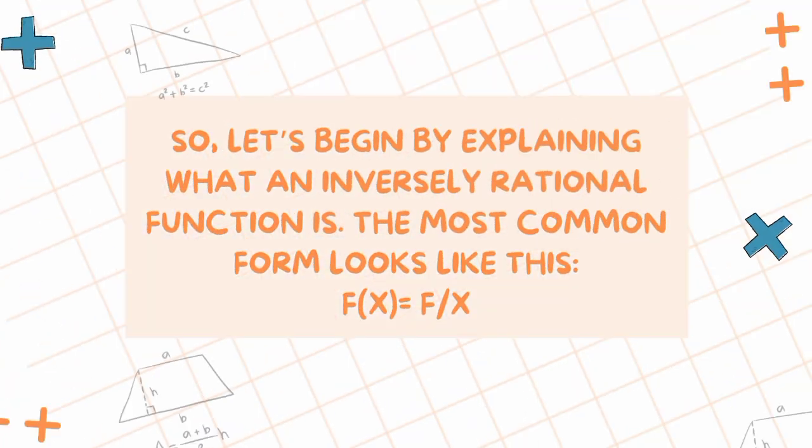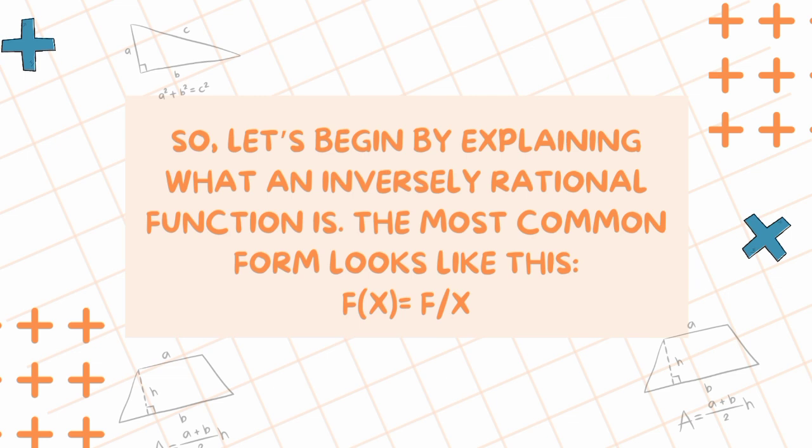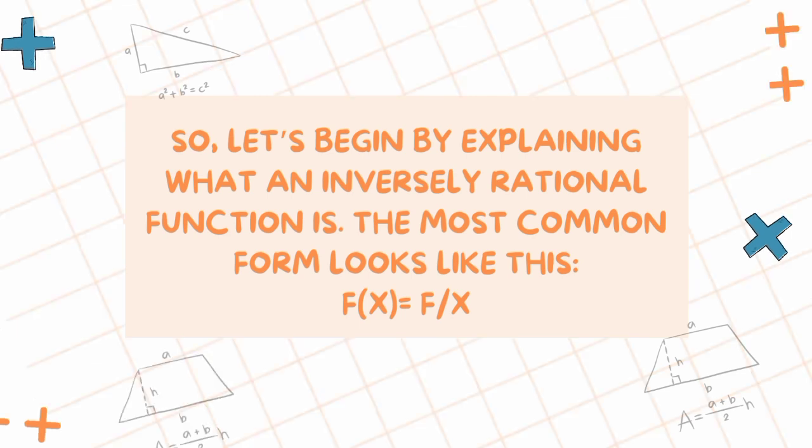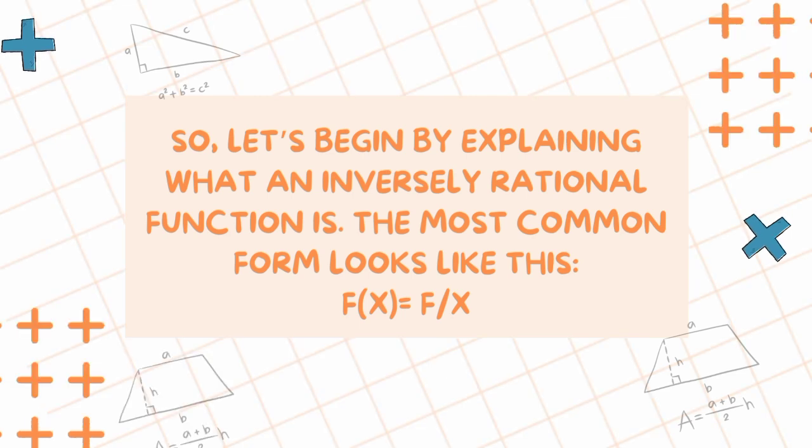Hello everyone, so let's begin by explaining what an inversely rational function is. The most common form looks like this: f(x) equals f over x.